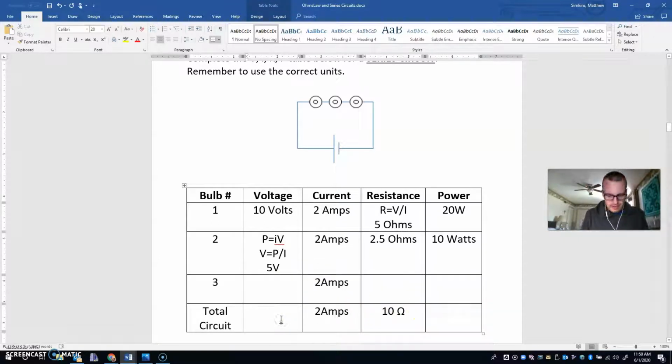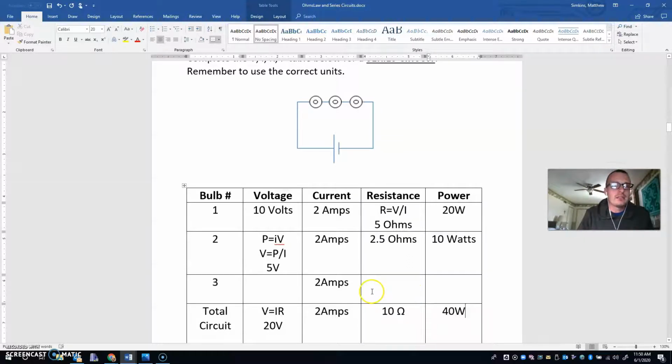And here we have V, and we know that voltage is equal to current times resistance. So if I look at these numbers, 2 times 10 would be 20 volts. And then, of course, power is IV, so that's going to be 2 times 20. That's going to be 40 watts. All right, so we're almost there.